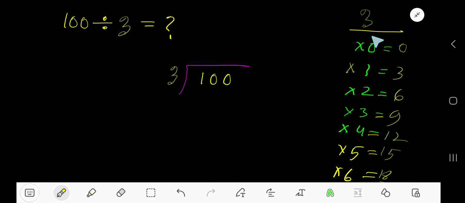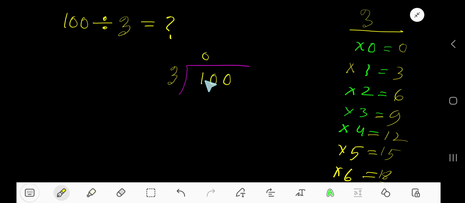To find out the multiplication table of 3 easily, just add 3 to the previous step. 0 plus 3, 3. 3 plus 3, 6. 6 plus 3, 9. 9 plus 3, 12. 12 plus 3, 15. 15 plus 3, 18. Now look, 3 goes into 1 how many times?